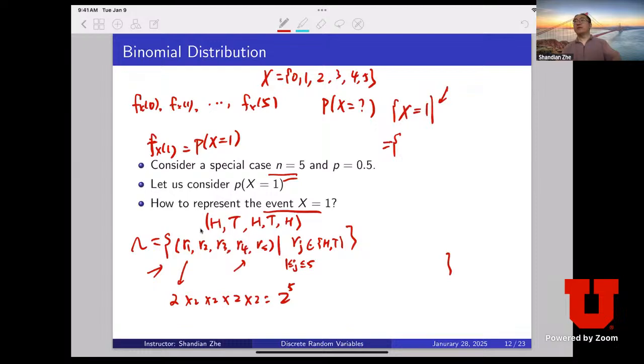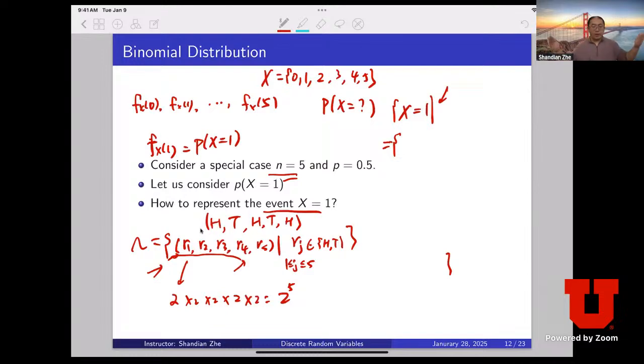In other words, which sequence in this sample space indicates that you only have one head? Yes, exactly right. You just enumerate all the sequences and pick the ones that have only one head in the sequence. All the others are tails, right? This sequence means that you only have one head.